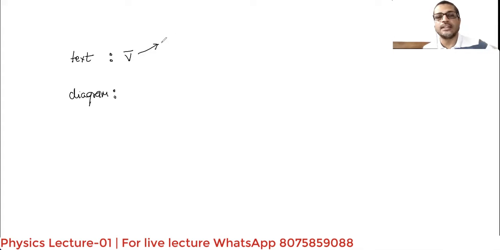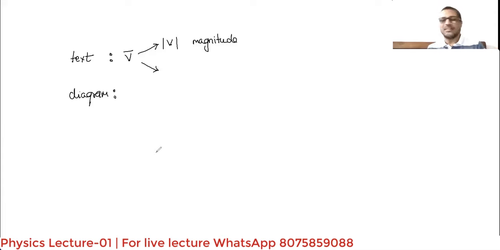Then how do you indicate that? That is indicated by writing that symbol within mod like this. This means you are interested only in magnitude of the vector. You are not interested in which direction it is going. That is what it means. Okay? Similarly, there are situations where you are interested only in the direction of the vector. You are not interested in the magnitude.